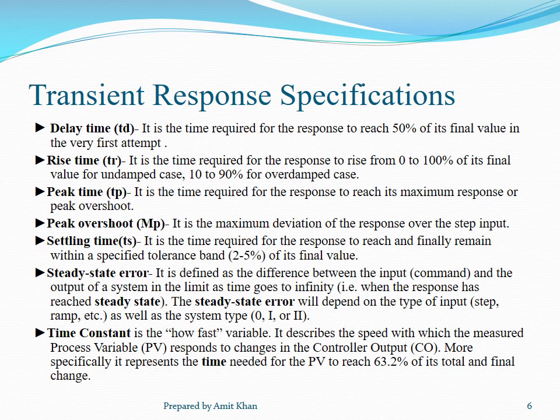Then comes steady state error. It is defined as the difference between the input and the output of a system in the limit as time goes to infinity. The steady state error will depend on the type of the input, step, ramp, etc., as well as the type of the system, type 0, type 1 or type 2 system. Then comes time constant. Time constant describes the speed with which the measured process variable responds to changes in the controlled output.